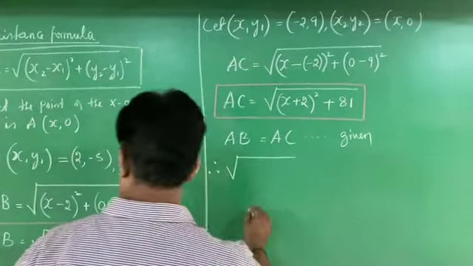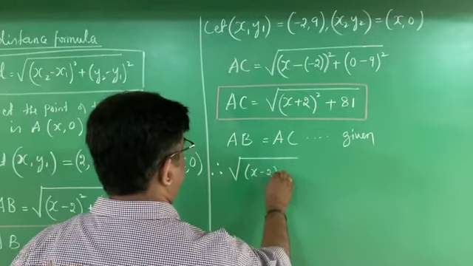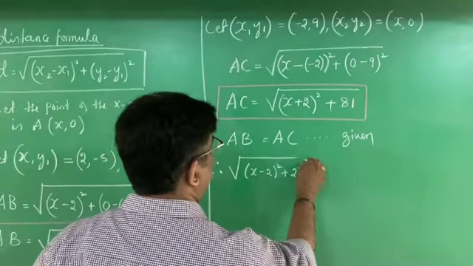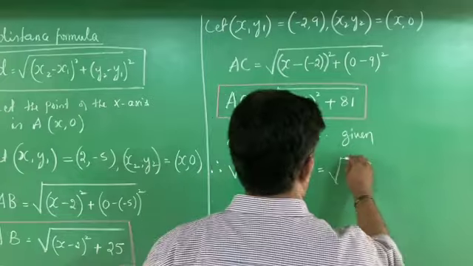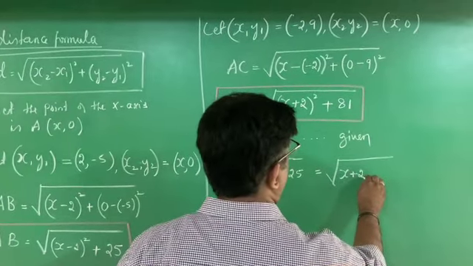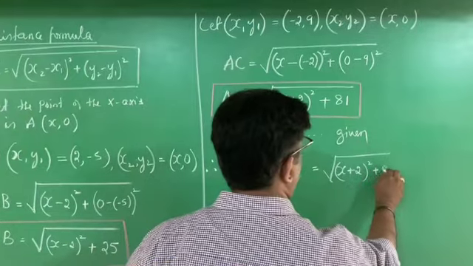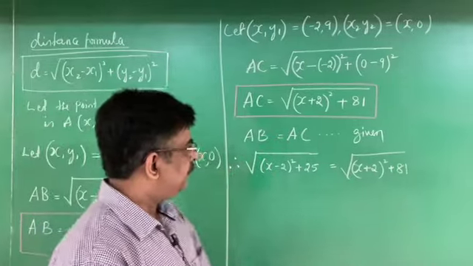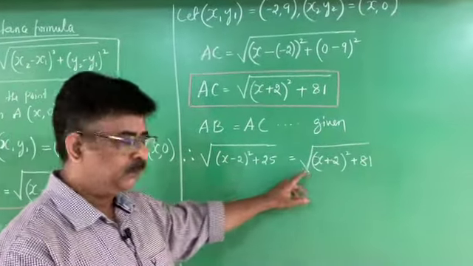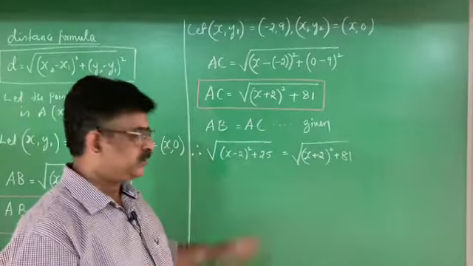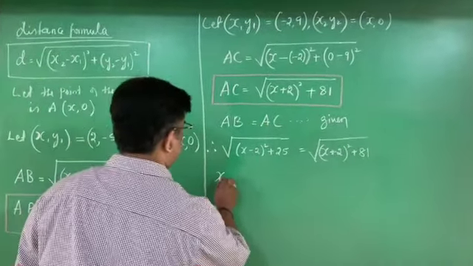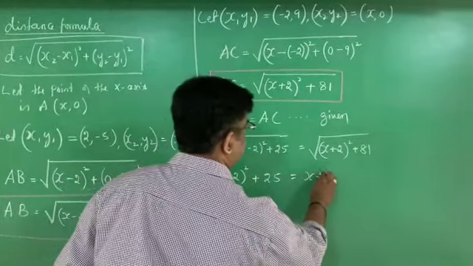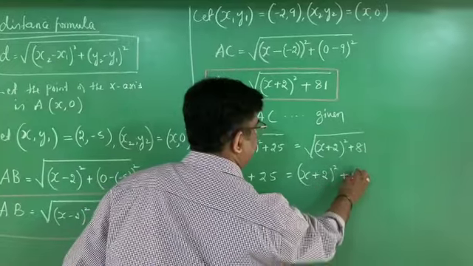Root of (x minus 2) whole square plus 25 is equal to root of (x plus 2) whole square plus 81. Right? AB is equal to AC. Now both the sides are roots, so you can eliminate the root, both sides same. Therefore, (x minus 2) whole square plus 25 is equal to (x plus 2) whole square plus 81.